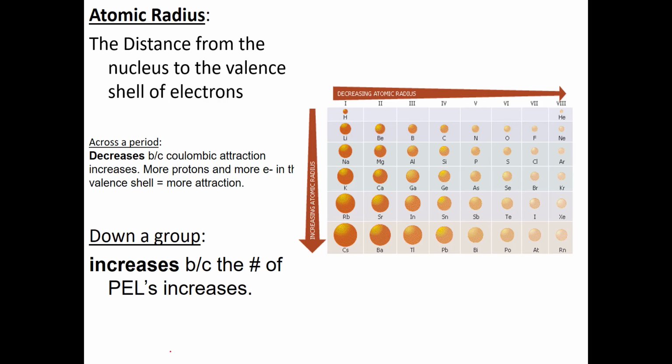As you go down a group, what happens? We know our atomic radius increases. Why is that? Because the number of principal energy levels increases. This one's all about distance. Principal energy levels cause a greater distance, therefore a bigger radius. As you go from left to right, why does your radius get smaller? Well, you're hooking more electrons, drawing them in towards the nucleus.